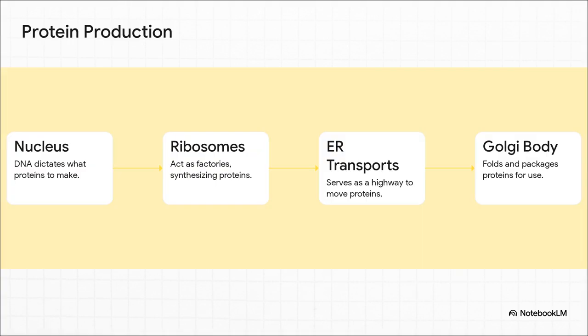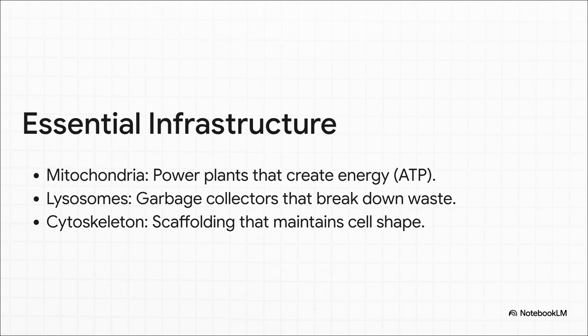You can really see how all these organelles work together by looking at how a protein gets made. It's like a production line. First, the nucleus sends out instructions. These go to little factories called ribosomes, which build the proteins. The brand new proteins then travel along a network of highways called the endoplasmic reticulum, or ER for short. And finally, they arrive at the Golgi body, which is like the city's post office or packaging plant. It folds, customizes, and packages the proteins so they're ready to be used or shipped out. It's a perfect system.